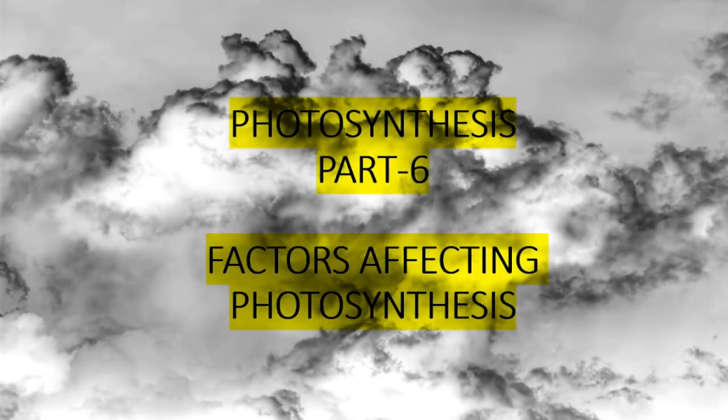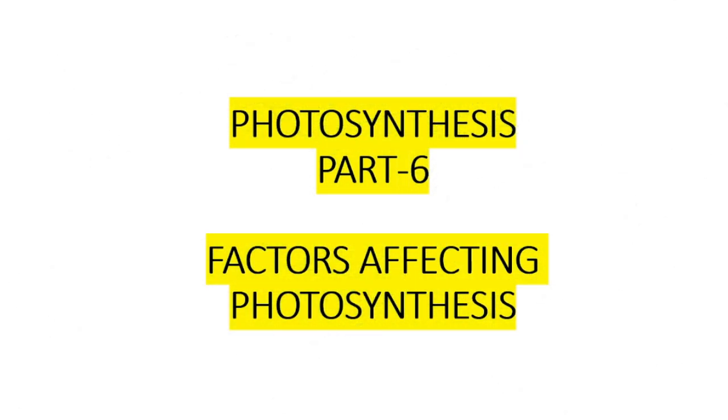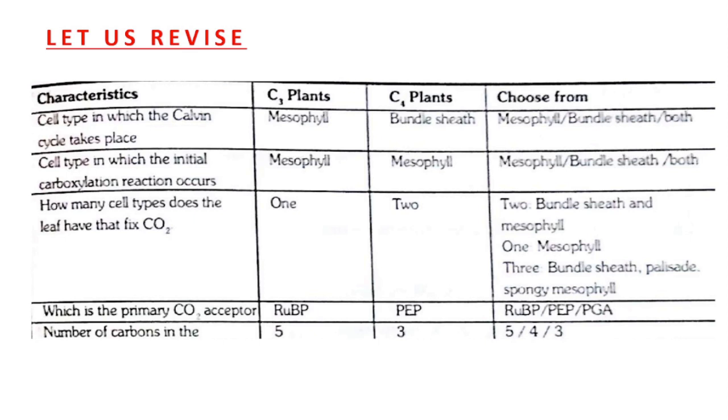Hello, children. So, this is part 6 of photosynthesis. We'll understand the factors affecting photosynthesis in this unit. Let us revise some of the important concepts of C3 plants and C4 plants.